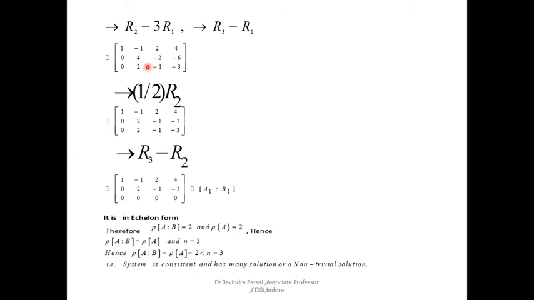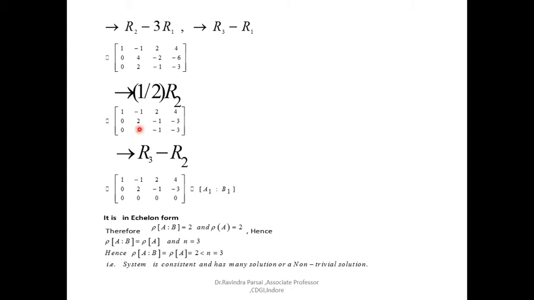Now the problem is to reduce it into echelon form. Again you apply the same strategy: apply R2 minus 3 R1 and R3 minus R1 to make the elements below the pivot 0. So the first row stays as it is, 1 minus 1 2 4. Now the change according to this operation is 0 4 minus 2 minus 6, 0 2 minus 1 minus 3. Now the next step: since the second row is divisible by 2, you divide by 2, and you are getting 1 minus 1 2 4, 0 2 minus 1 minus 3, 0 2 minus 1 minus 3. So you are getting this matrix.